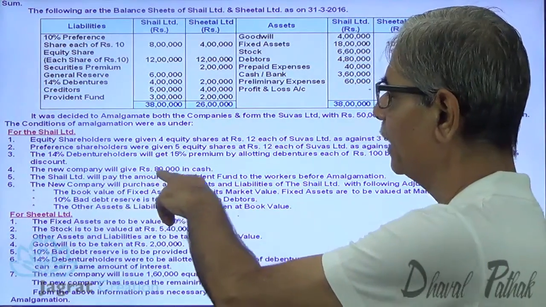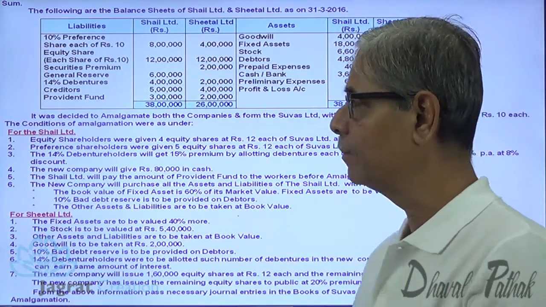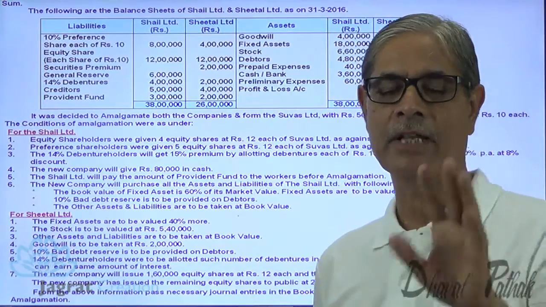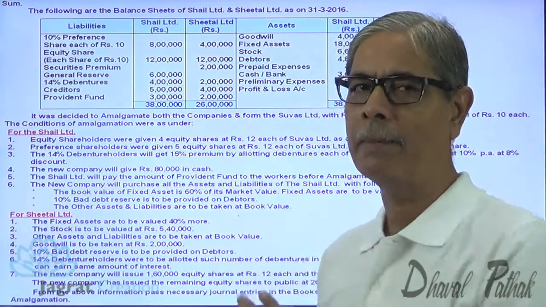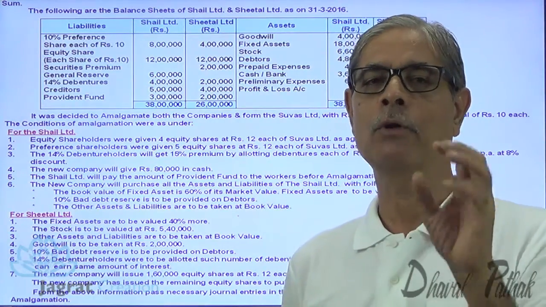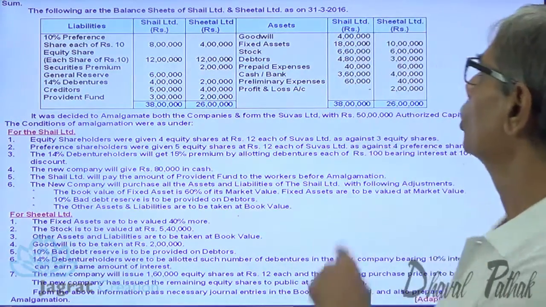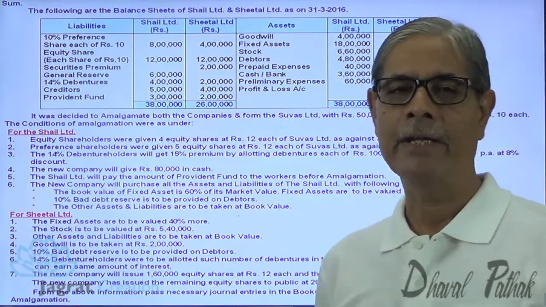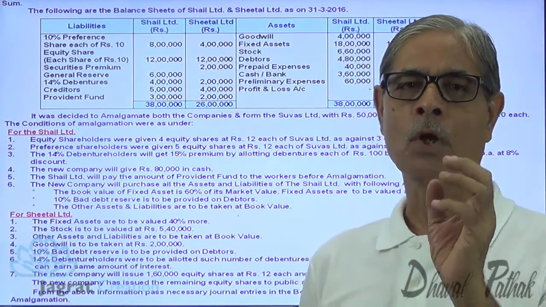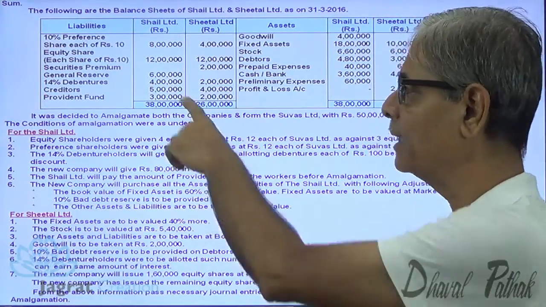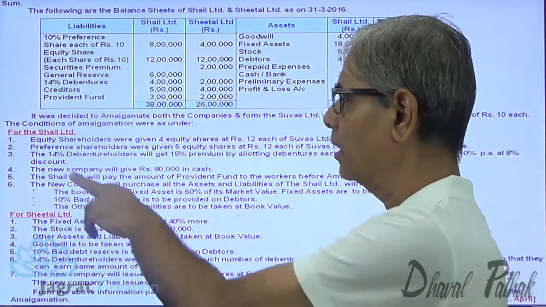The new company will give 80,000 cash. So, for equity share, preference share, and cash payment is also mentioned to you. So, here all details of payments are given to you. So, you can work out the total payment to be made to Shail Ltd. And you can find out the purchase consideration value or purchase price or the exchange value on the basis of net payment method.